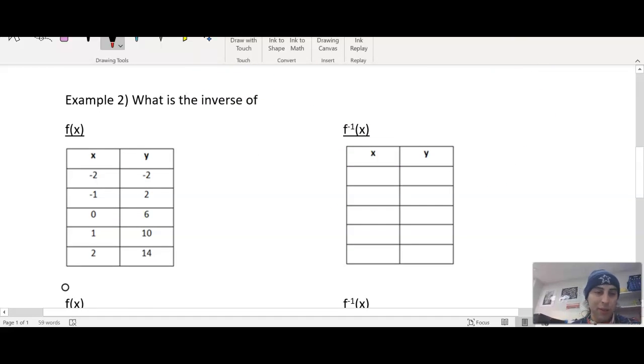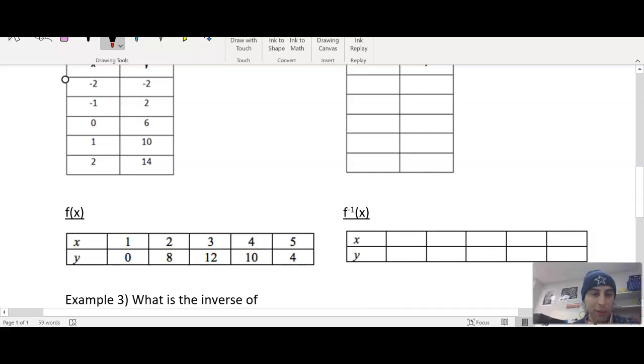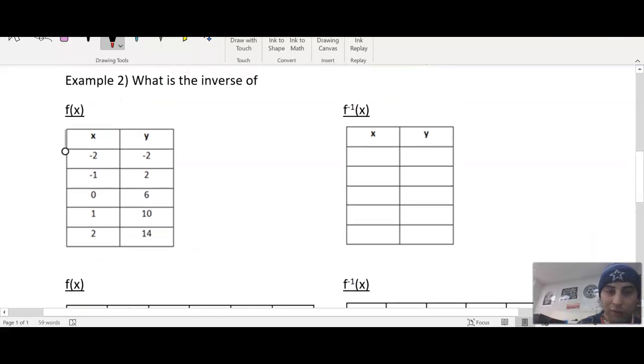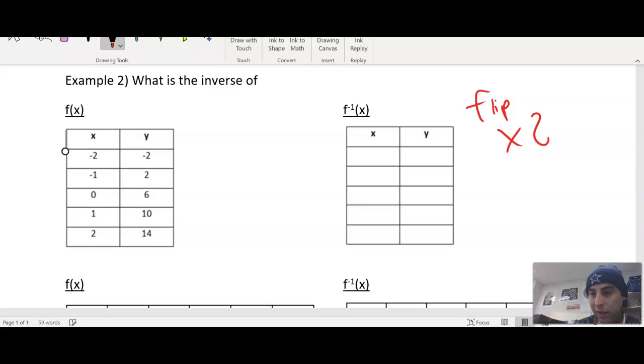Now, there's 2 ways to show a table. A table can be vertical, up and down, like this one. Also, a table can be left and right like this one. But we're going to fill this out. What is the inverse of these tables? Well, once again, you're just going to flip the x and the y sides of the table. So let's flip it.